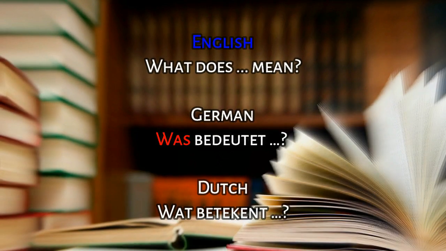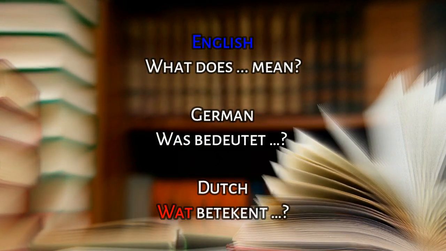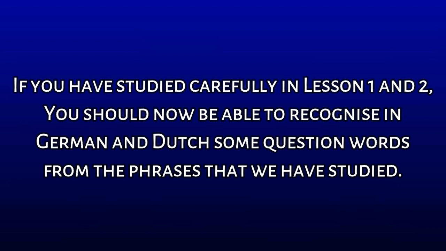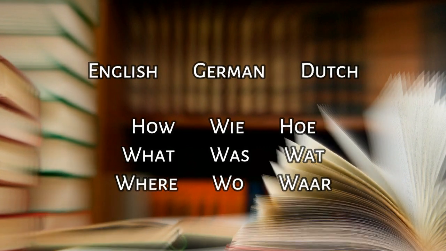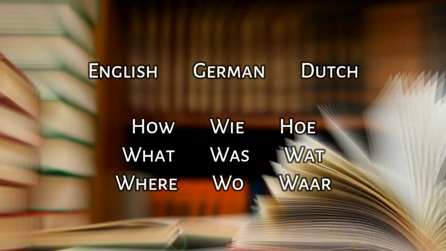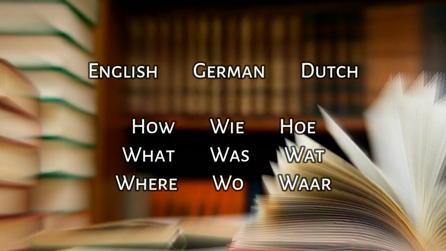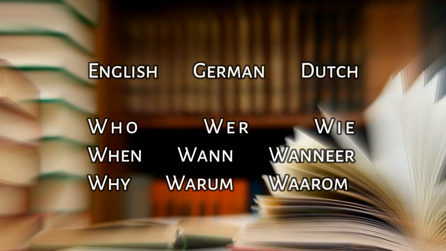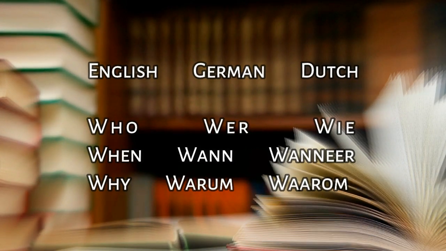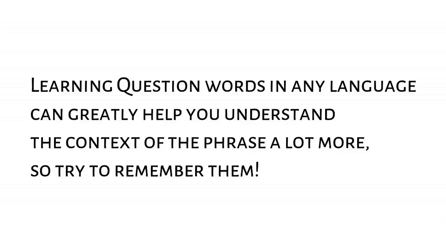Can you notice the words for what in German and Dutch? In German Was and in Dutch Wat. If you have studied carefully in lesson 1 and 2, you should be able to recognize in German and Dutch some question words from the phrases that we have studied. Here they are. How. Wie. Hoe. What? Was. Wat. Where? Wo? Waar? Here are some more. Who? Wer. Wie? When? Wann. Wanneer? Why? Warum? Waarom? Learning question words in any language can greatly help you understand the context of the phrase a lot more, so try to remember them.